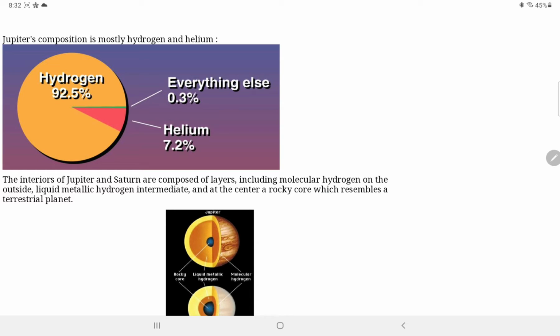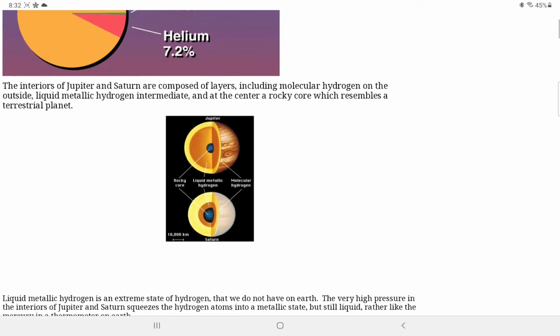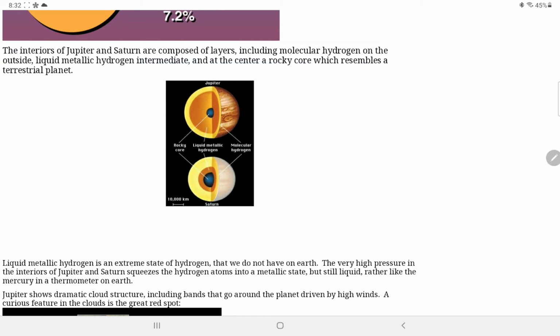Okay, so we know that here 92% is hydrogen and helium is 7.2% and other things. So liquid metallic hydrogen is an extreme state of hydrogen. Liquid metallic hydrogen is what? An extreme state of hydrogen that we do not have on Earth.